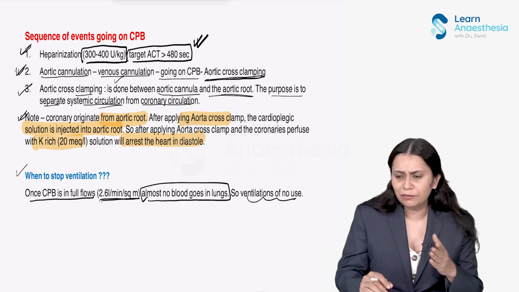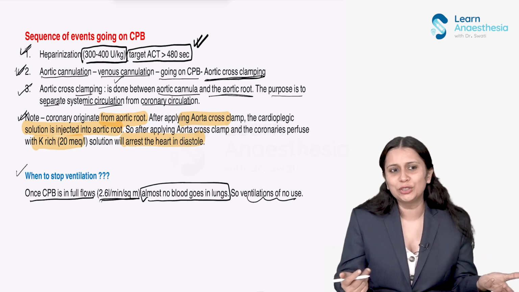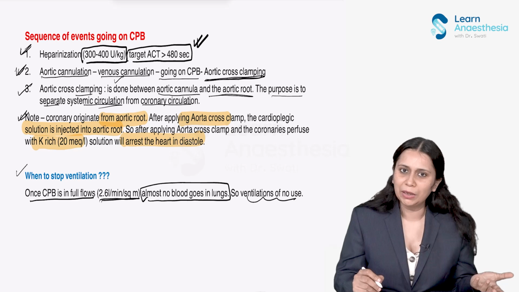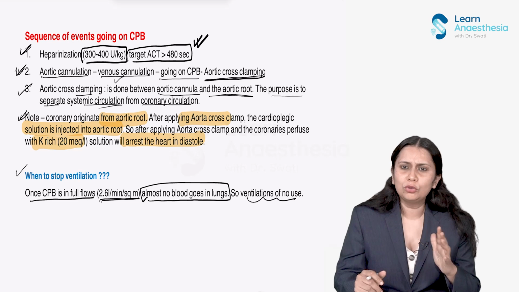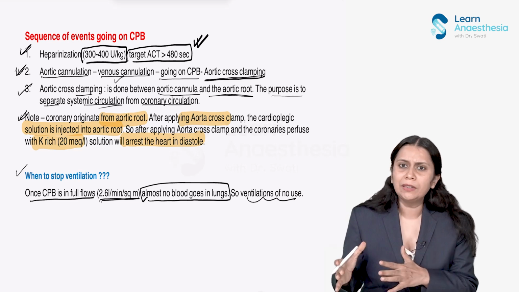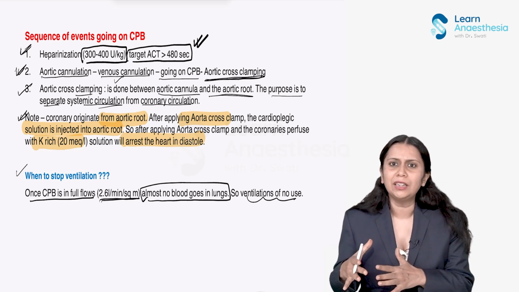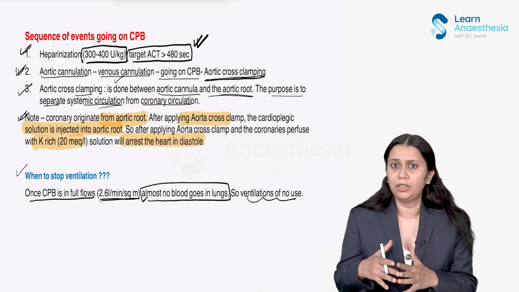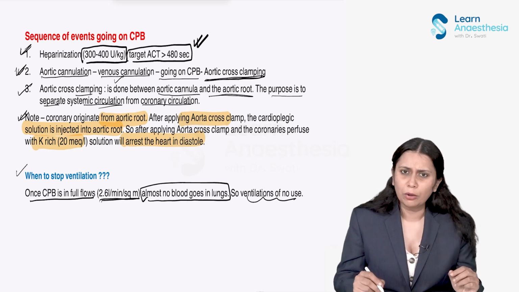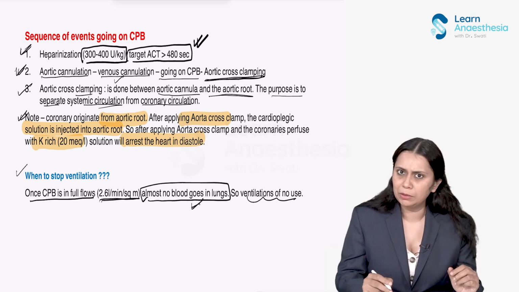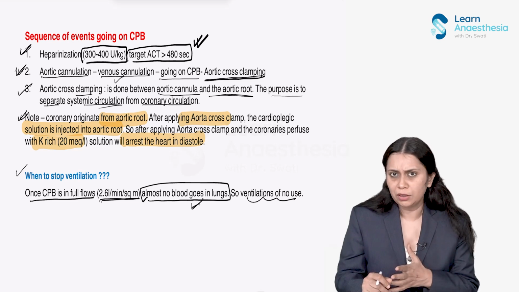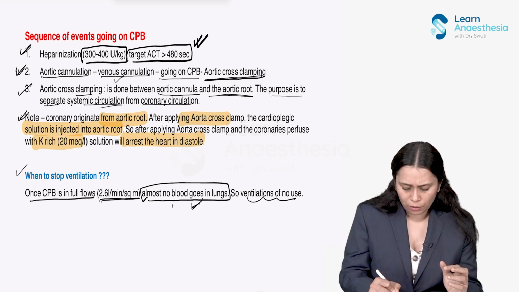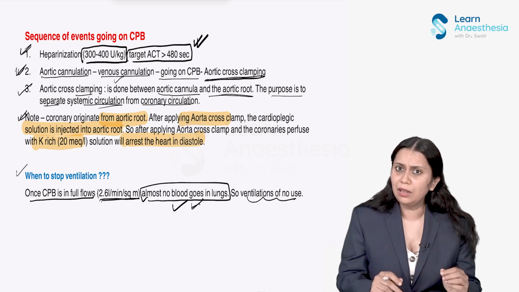Studies have shown that continuing the ventilation does not do any benefit, and that it is inferior to stopping the ventilation. So ventilation should be stopped during CPB, cardiopulmonary bypass. But when should it be stopped? When full flow has been achieved. Once full flow has been achieved, almost no blood will go into the lungs.